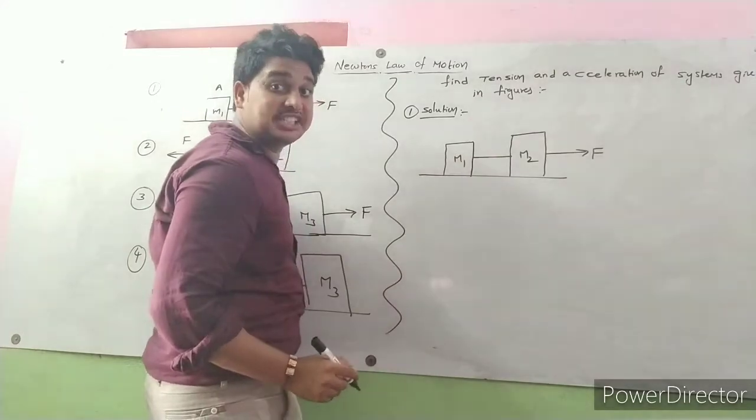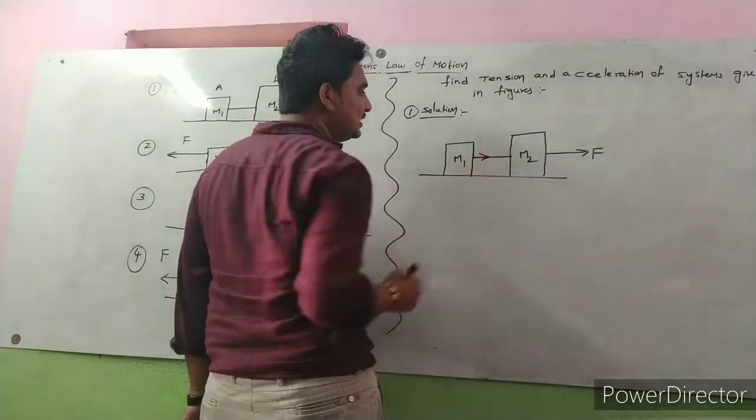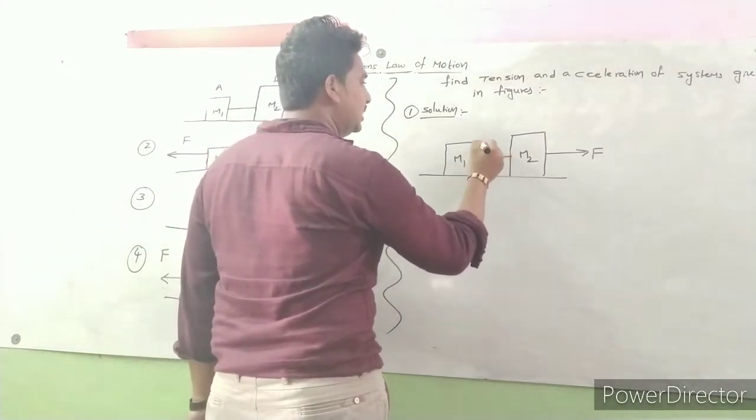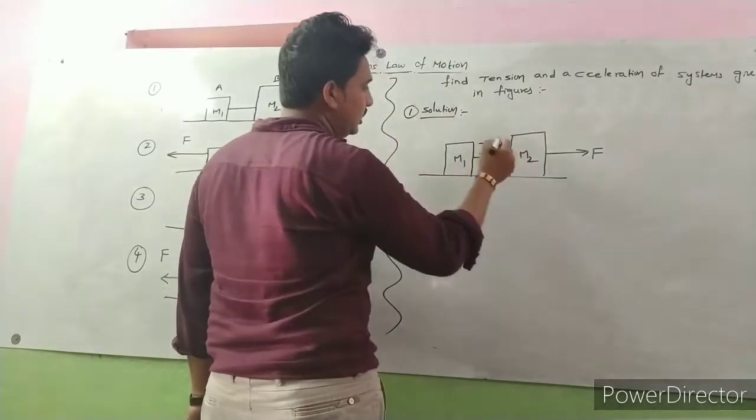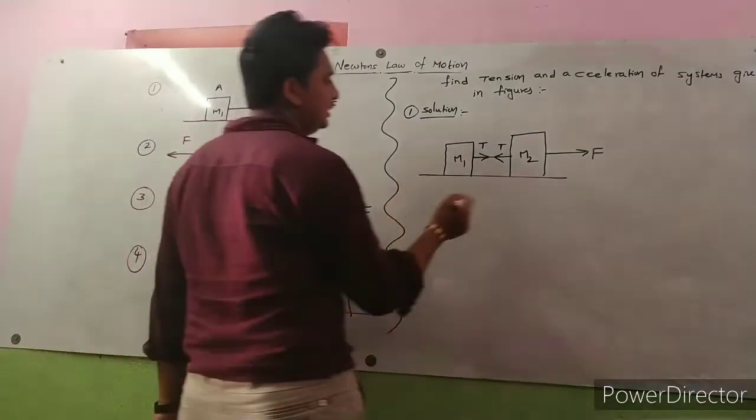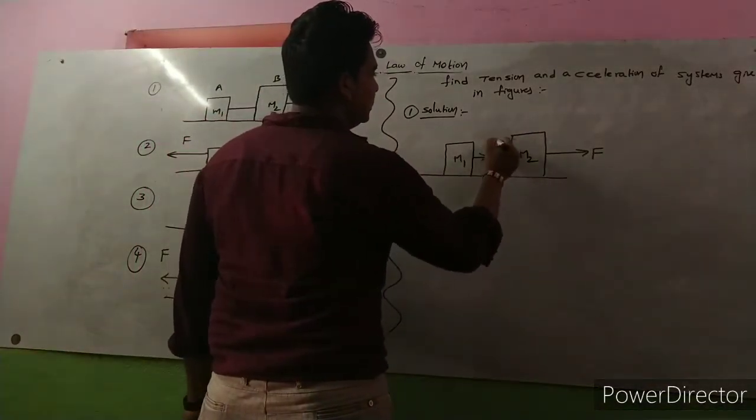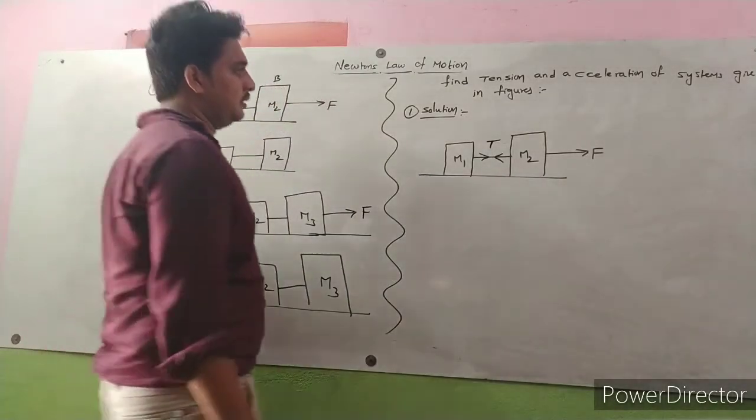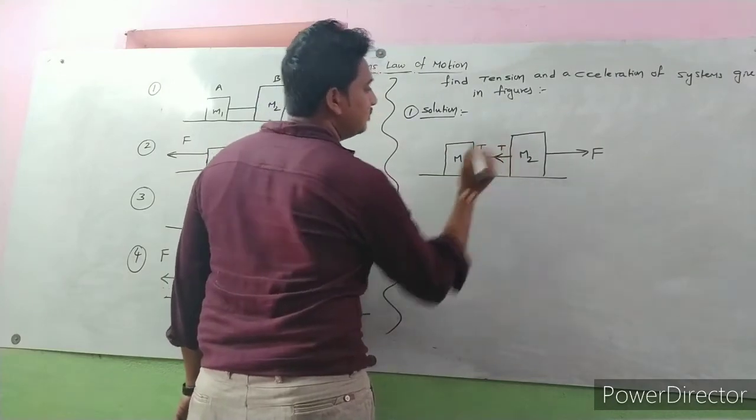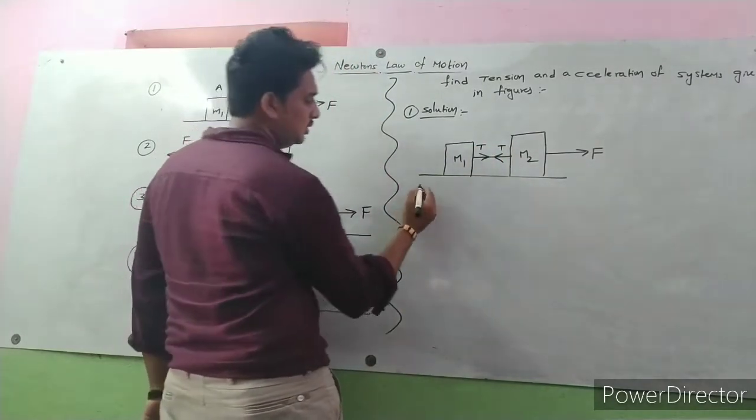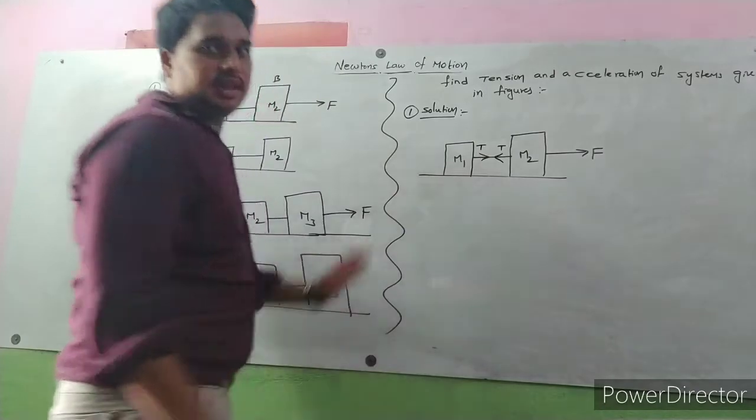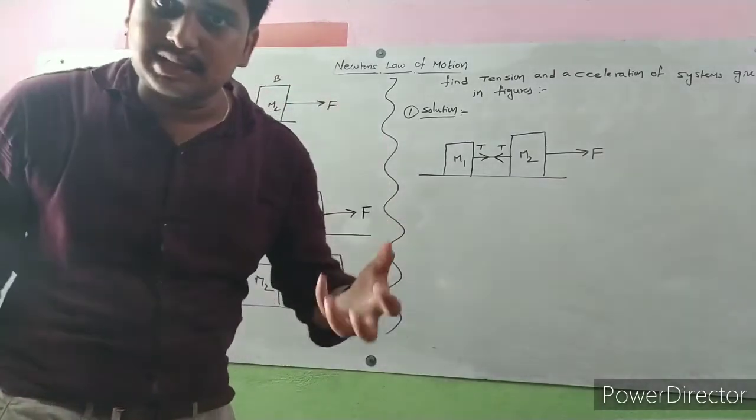Definitely some force is acting: the tension force. So how is it acting? Tension force always acts away from the object. It is acting like this, so here also T, the tension force, is acting in this direction. From this, we draw free body diagrams. Simply applying the free body diagram concept, we get the answer.